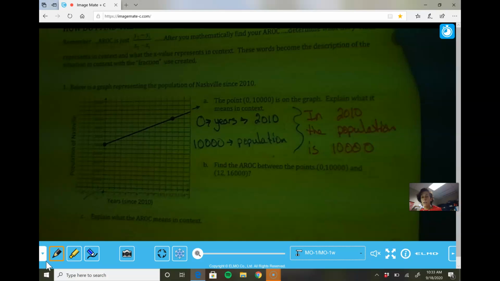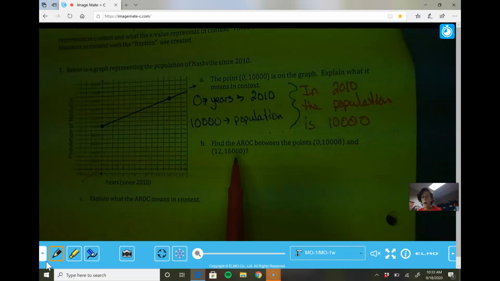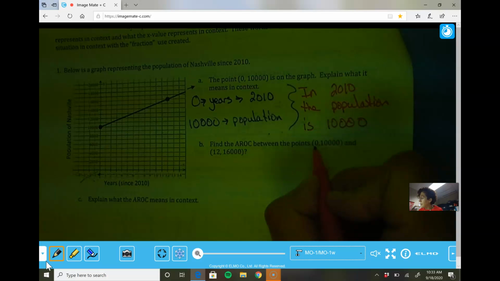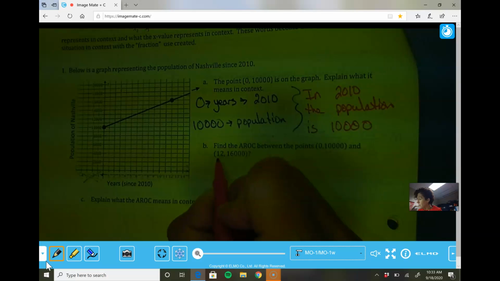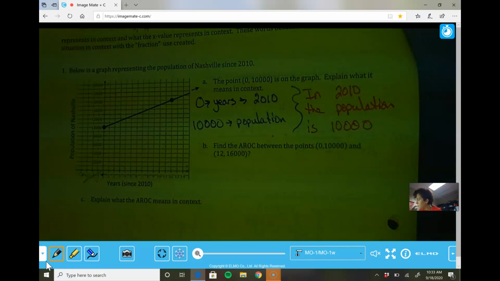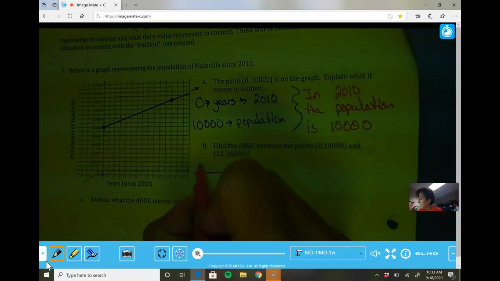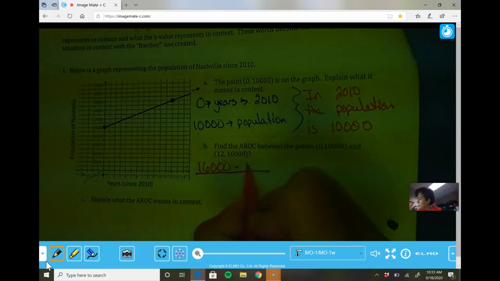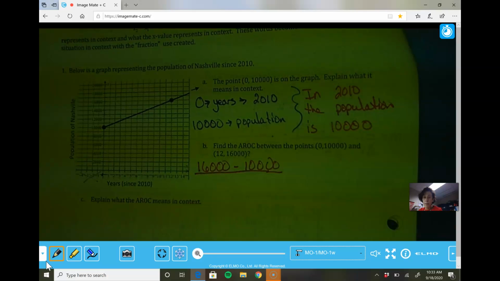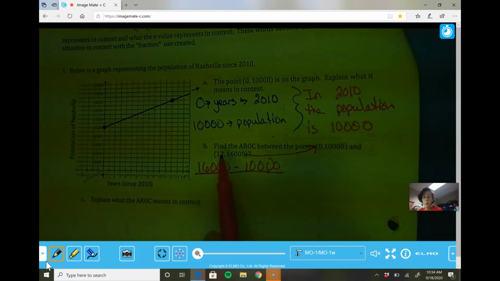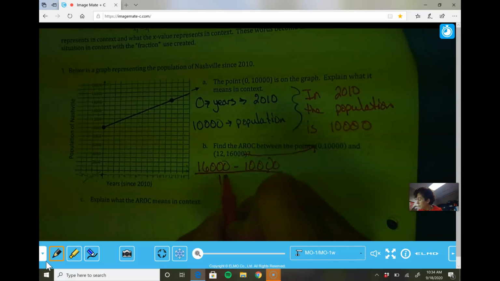So now I want to find the average rate of change. What I want to know is how did my population change on average every year since 2000 to 2012. So again, this is X, 0 is 2010, and 12 is 12 years since then, so that's 2022. So I'm going to take my slope, and 16,000 and 10,000, I like to take the big guy and subtract the little guy. Be careful you get all your zeros. So I'm going to draw this arrow, which means I'll have to subtract 12 and 0 the same way.